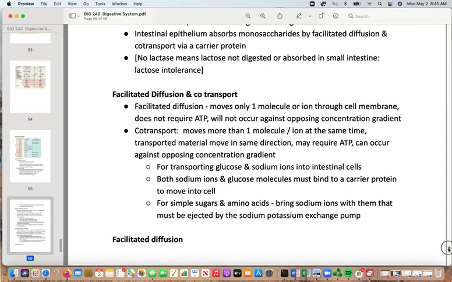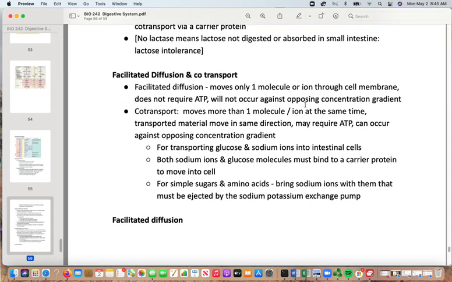So with facilitated diffusion, it's only going to move the molecule or ion individually through the cell membrane. It does not require ATP, and it's going to go with the concentration gradient. Co-transport is going to move more than one molecule or ion. They move in the same direction. They may require ATP, and they can go against a concentration gradient.